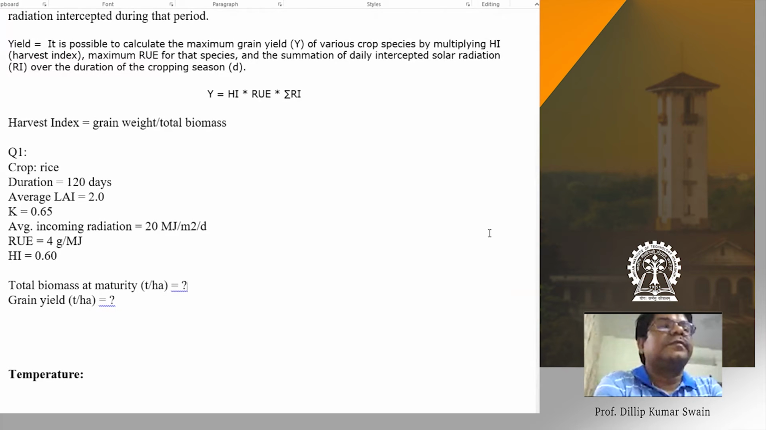Sir, why did we divide it by a factor of 2? I could not get it. Because when you talk about radiation interception, this is only photosynthetically active radiation, not the total radiation. The crop does not use any radiation other than photosynthetically active radiation. And this average incoming radiation means the total radiation. Of this, around 50% is your photosynthetically active radiation. Okay, sir.